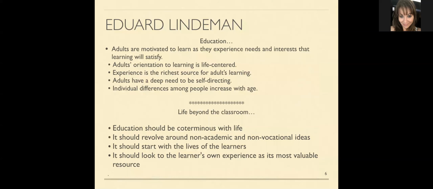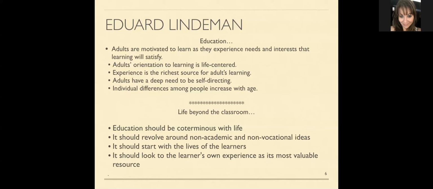So a little more in-depth look at Edward Lindeman. He believes that adults are motivated to learn as they experience needs and interests. So education at 25 is different from education at 30, is different from education at 40. Coming back to school in your 20s, or coming back to school in your 30s, or even in your 40s is very different. And you want to take different things out of your education based on what stage you are at in your life. So learning is life-centered.